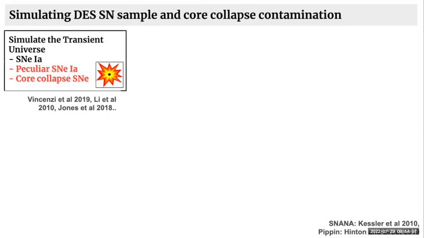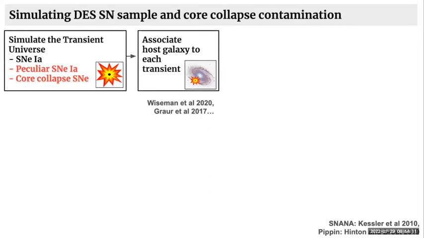Next slide, we had to associate each of these transients to their host galaxies. And again, in order to do this, we used published measurements of supernova rates as a function of host galaxy properties. So we consider a complete sample of galaxies, and knowing the supernova rate for each galaxy, we associate a supernova to a galaxy.